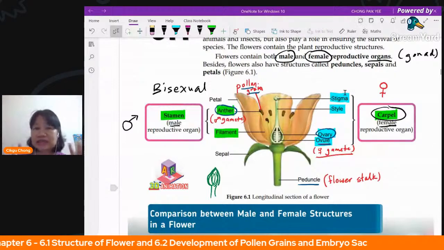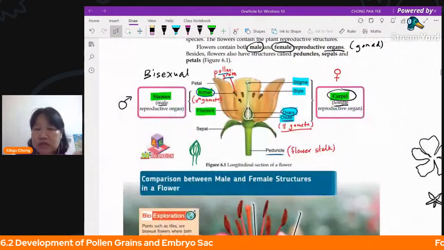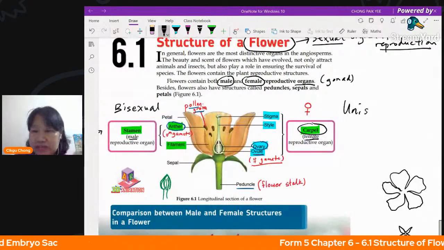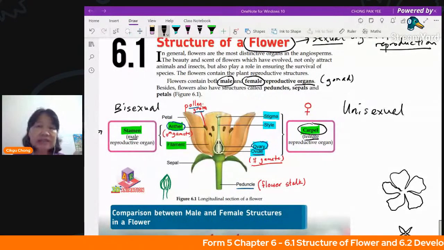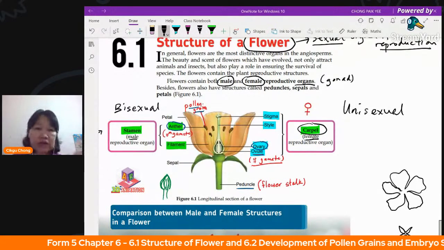So that's why these flowers are called unisexual. Flowers which only contain one part, either male or female, are called unisexual flowers. An example of which is a papaya. They do not have the carpel and the stamen together in one plant.